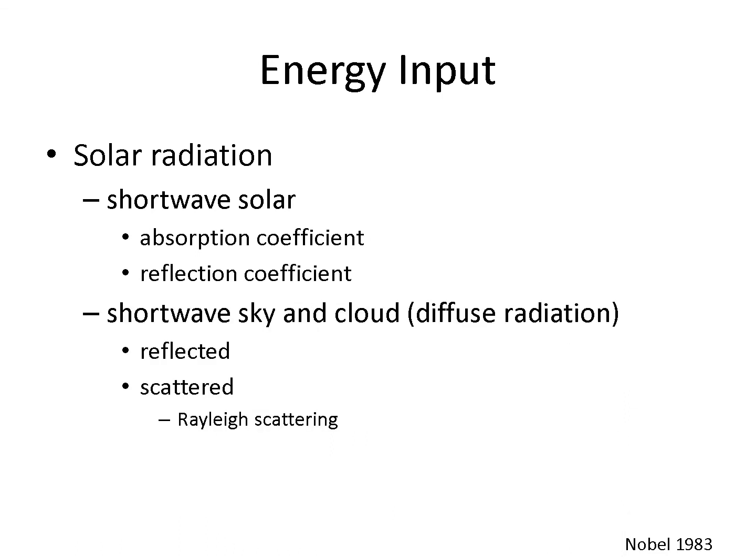The next category of solar radiation is shortwave sky and cloud, or diffuse radiation. This is radiation coming from directions other than direct radiation from the disk of the sun. So when you look up into the sky and see light reflecting from the clouds or scattered in the sky, coming from all sorts of different directions, that's shortwave sky and cloud radiation, which is also referred to as diffuse radiation.